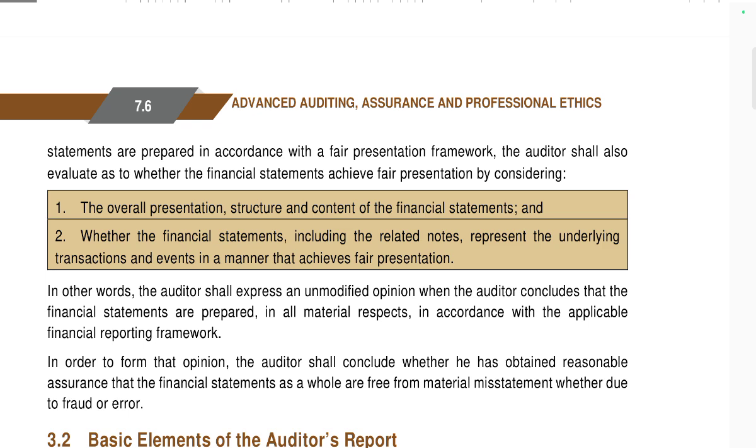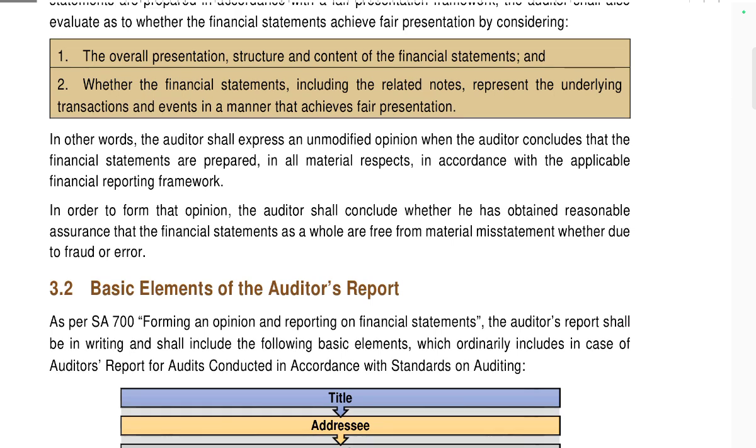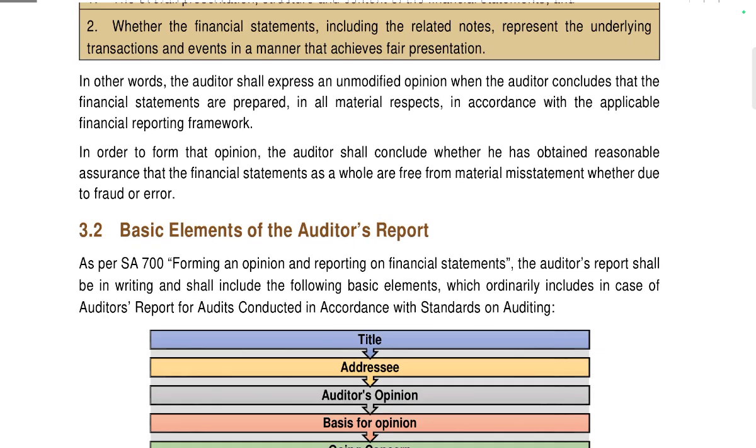The auditor shall also evaluate whether the financial statements achieve fair presentation. This covers the overall presentation, structure and content of the statements, and whether the financial statements, including the related notes, present the underlying transactions and events in a manner that achieves fair presentation. In other words, the auditor shall express an unmodified opinion when the auditor concludes that the financial statements are prepared, in all material respects, in accordance with the applicable financial reporting framework.